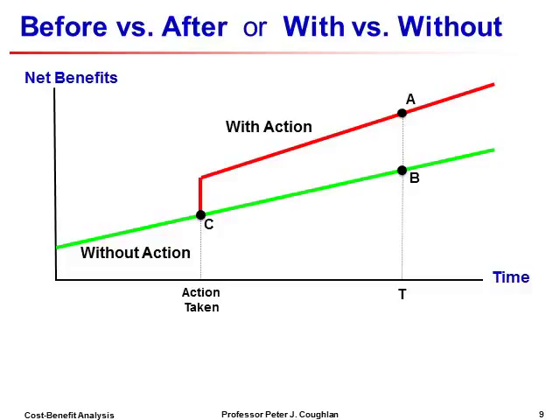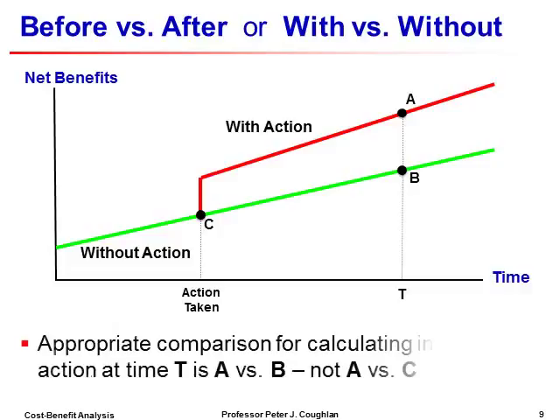Right? In particular, if we did A versus C, we're comparing before and after. Here's where we were. Those were the net benefits when we took the action, and now the net benefits now. And so clearly, at any point in time, the difference in net benefits is A minus C. Well, no, it's actually not. Because if you had done nothing, the benefits still would have increased to point B. And so the actual difference at that point in time is A minus B, not A minus C.